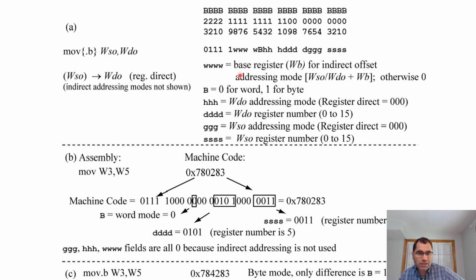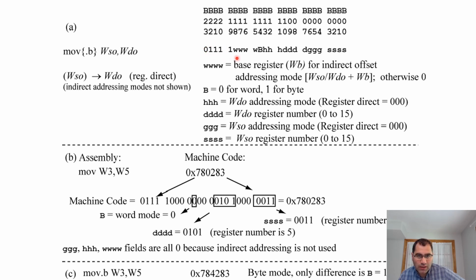Okay, so in this case, since we are doing direct addressing, the value of www is going to be 0. So then what else? Right, this is direct addressing, so it's a move W3 to W5. Before I move ahead, this 01111 is going to be constant, so we are not going to change that. It basically indicates what instruction it is.